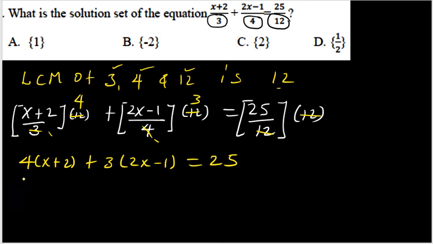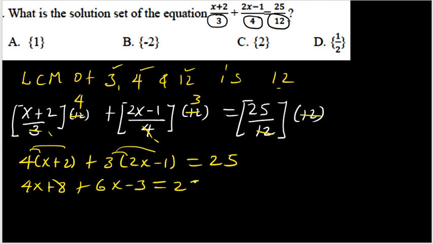Now let us remove the brackets. Let us distribute: 4x plus 8, plus the same thing here, 6x minus 3, is equal to 25. Next step, let us collect the like terms. 4x plus 6x is 10x, and 8 minus 3 will be 5, which is equal to 25.